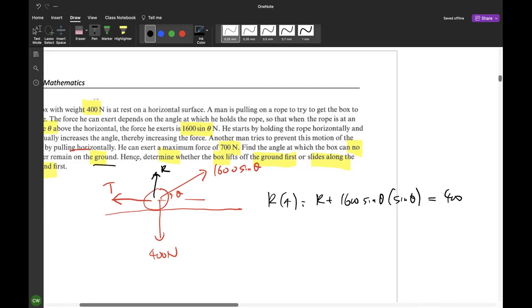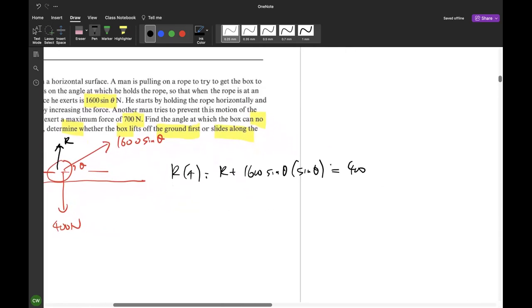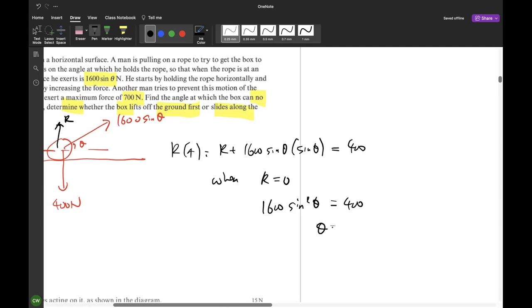No longer on the ground means R is 0. When R is 0, what is the angle? Find the angle. So we have 1600 sin² θ equal to 400. So what is the angle? Sin² θ is 1/4, sin θ is 1/2. Angle is 30 degrees.